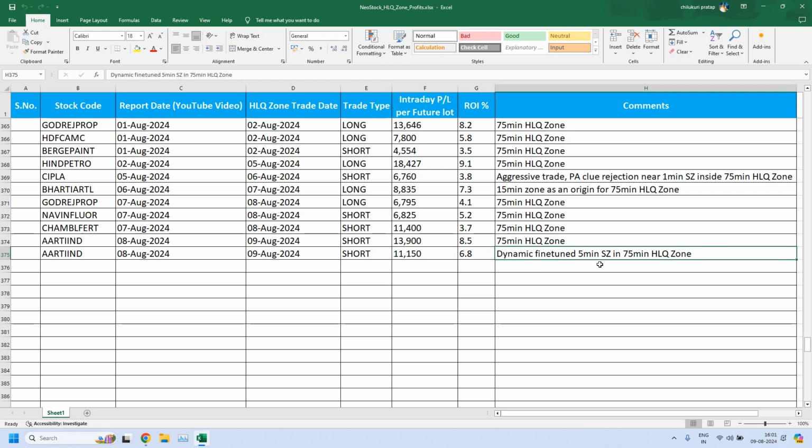This is the dynamic fine-tuned 5-minute supply zone. See, this is also from fine-tuned 5-minute zone only. This is also fine-tuned. But this is dynamic. Dynamic means during the live market, we got the trade opportunity within that 75 minutes high liquidity zone. So this is the way Aarti Industries has given 2 trade opportunities for us.